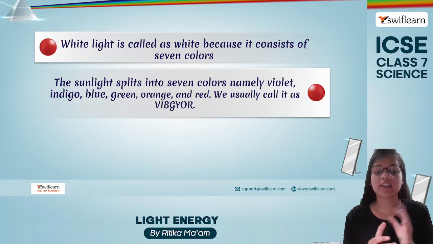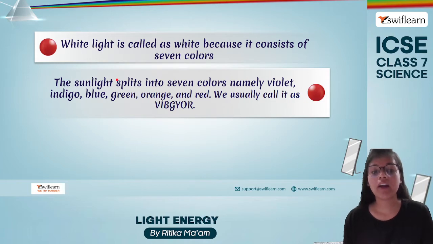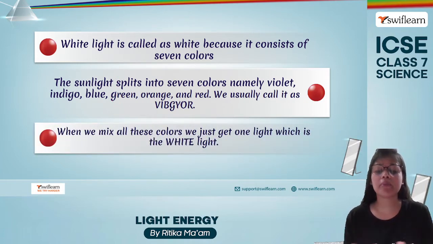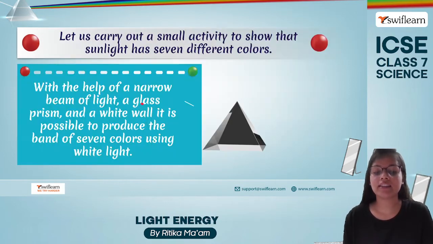So the sunlight, the white light, splits into 7 colors, which are violet, indigo, blue, green, yellow, orange, red. These 7 colors band is known as Vibgyor, and that is what white light is composed of. When we mix all these colors in equal proportions, we get one single light, and that is the white light.